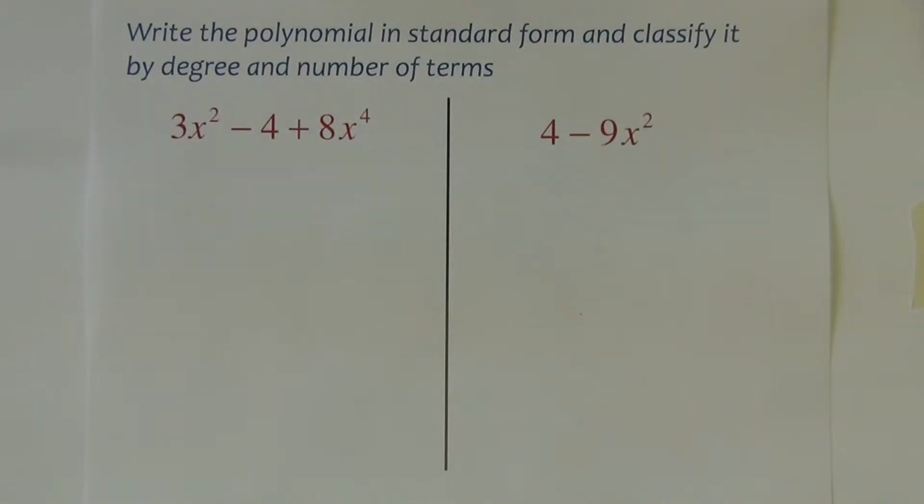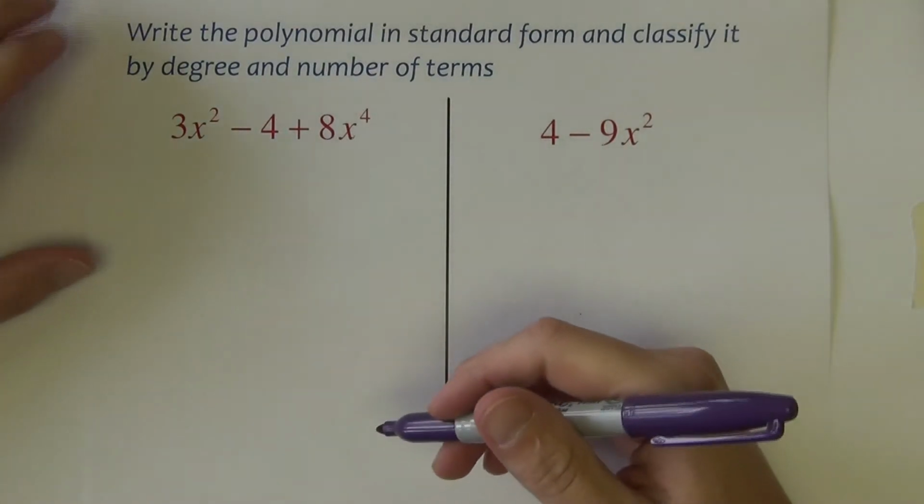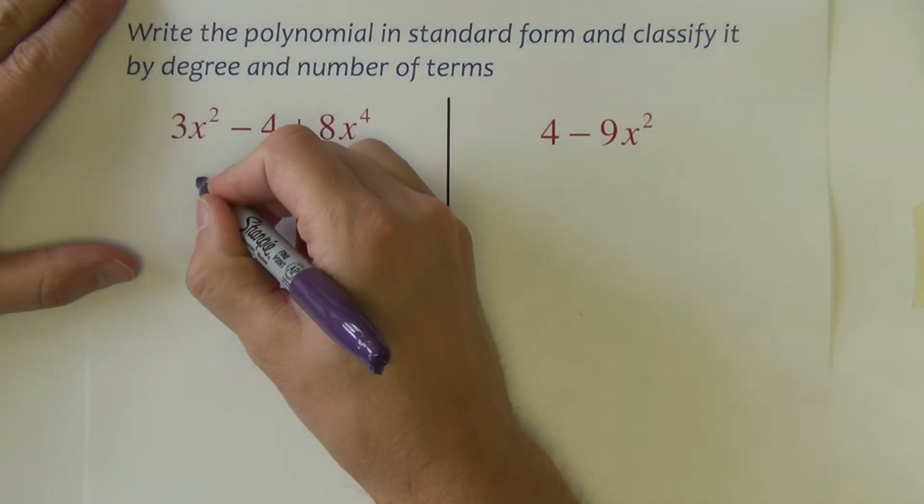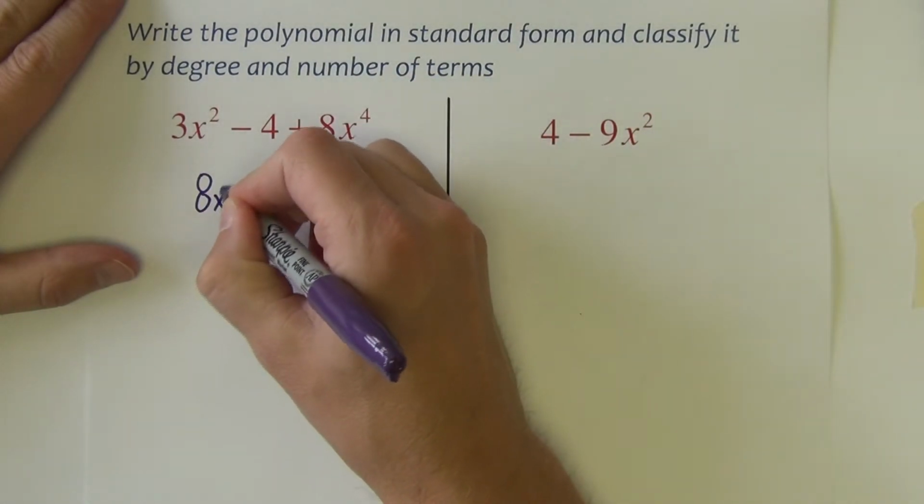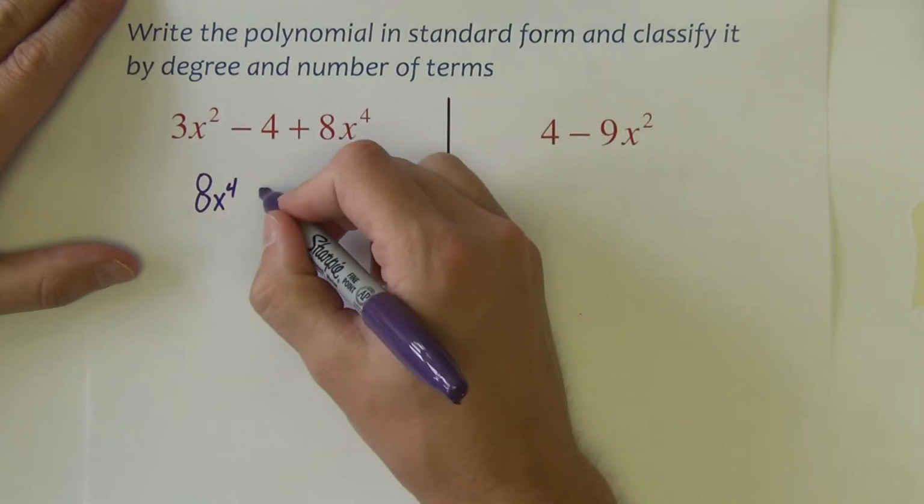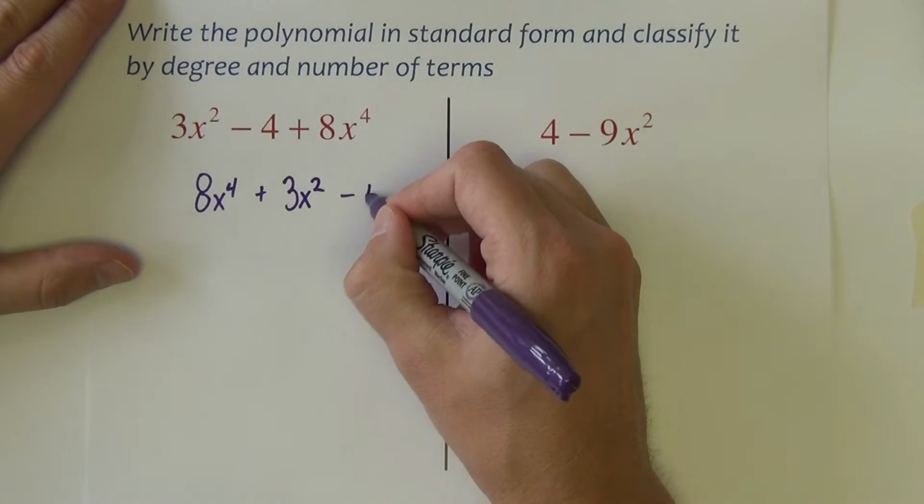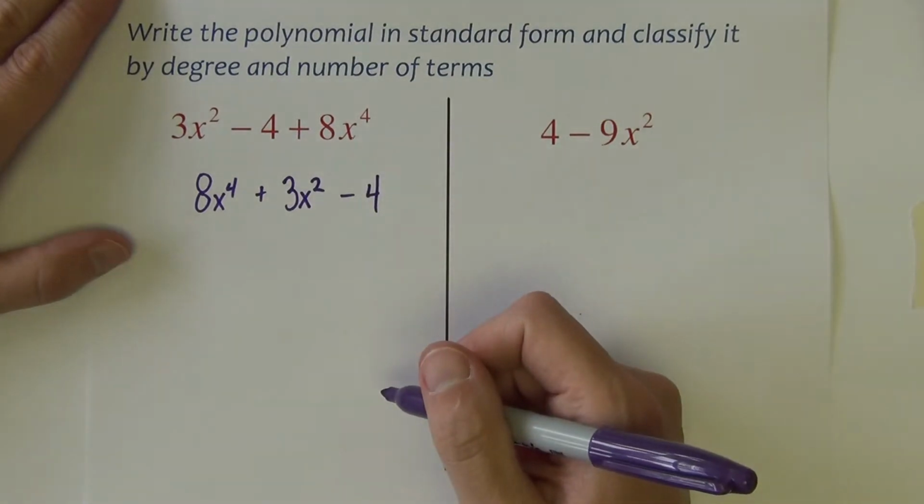Directions on these first two problems ask us to write the polynomial in standard form and classify it by degree and number of terms. So to get it into standard form, we want to lead with the highest powered term. So the 8x to the 4th comes first. Next comes the 3x squared. And at the end comes the minus 4.